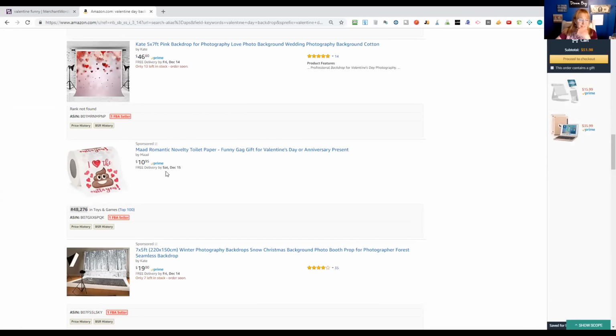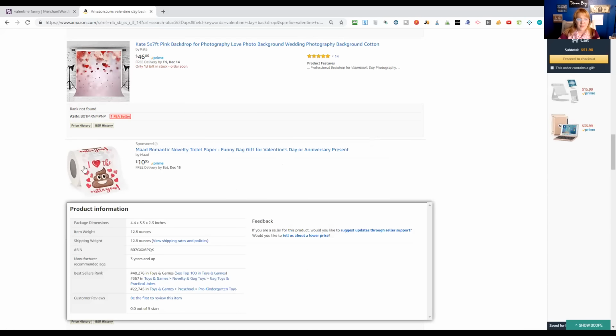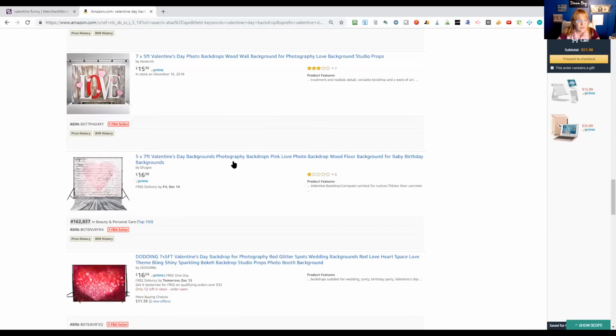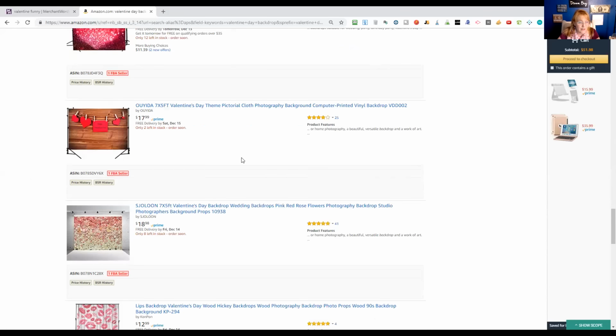So look at this. Hidden in the backdrops, there is an I love the poop out of you emoji toilet paper for $11. And the keywords they're going for are funny, gag gift for Valentine's Day. It's not even Valentine's Day, folks, and it's ranking at 48,000 with one FBA seller. Somebody do a bundle with something like this, put together with a couple of hand towels and a bath mat for Valentine's Day. How fun would that be? There's a bundle idea right there for you. Okay, so you never know what you're going to find when you just click on a link and see what happens. All right, we've got a lot of backdrops here.